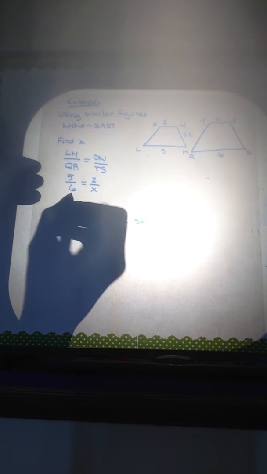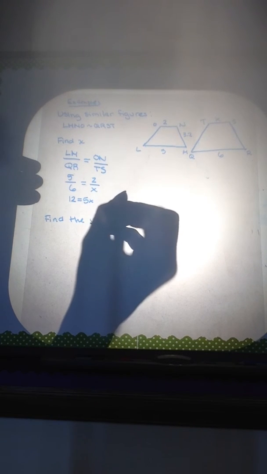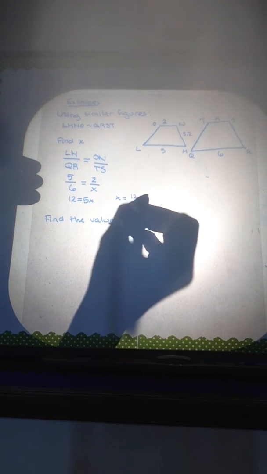So when I plug this in, LM is 5 over QR, which is 6. And I set that equal to ON, which is 2 over x. And notice LM and ON are from the same picture. QR and TS are from the same picture. We want to make sure the top and bottom are using the same picture. So I cross multiply, I get 12 equals 5x. And when I divide, I get x equals 12 over 5.